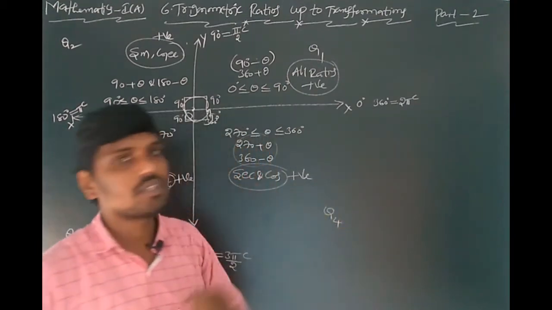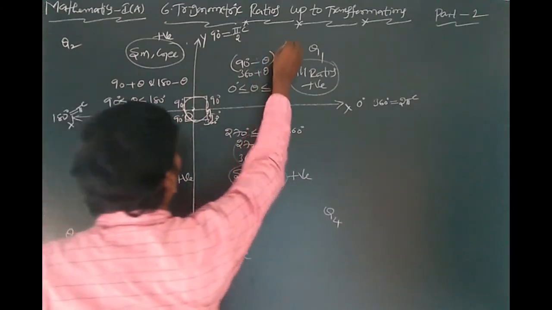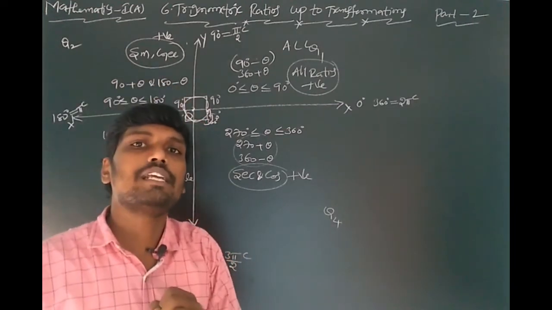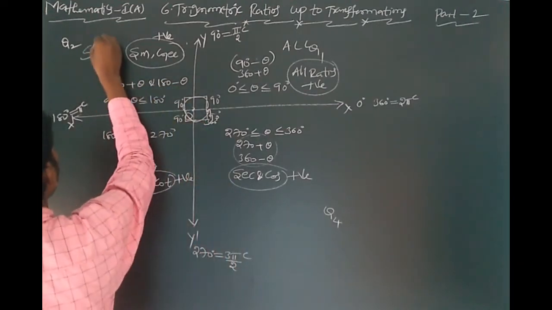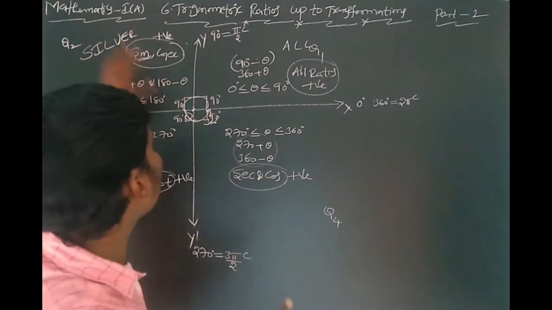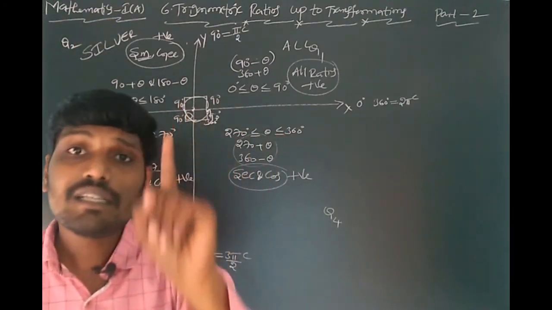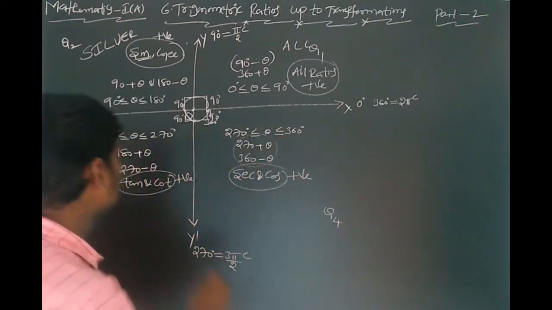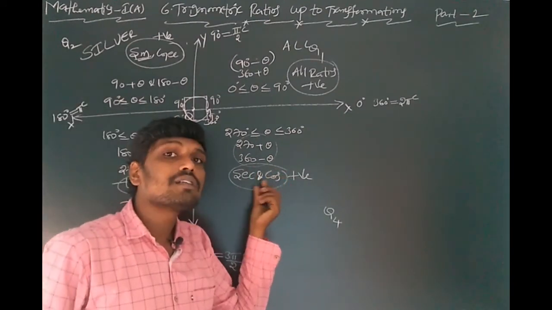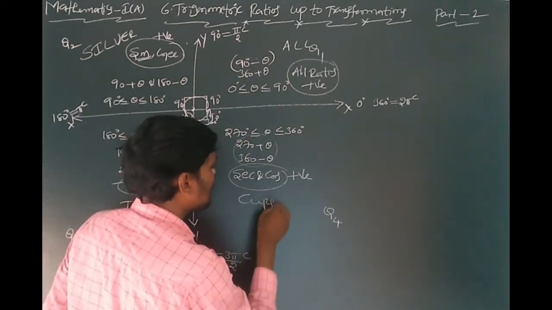This is the fourth quadrant. In the first quadrant, all ratios are positive, so you can write "All". In the second quadrant, sine and its reciprocal cosecant are positive, so you can write the first letter S, for sine. Next, in the third quadrant, tan and its reciprocal cot are positive, so write T. In the fourth quadrant, cos and secant are positive, so write C for cos. This is the shortcut method.